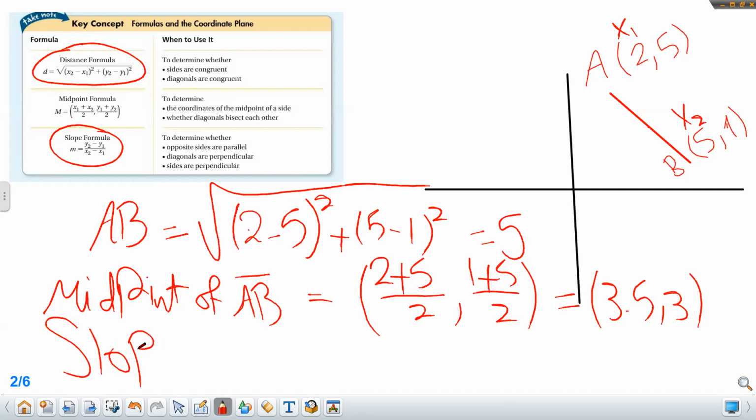Slope equals y2 minus y1 over x2 minus x1. So I can find the slope using (5 minus 1) over (2 minus 5), or (1 minus 5) over (5 minus 2). Okay, the same answer. It will be 4 over negative 3, so it will be negative 4 over 3. Okay, these rules, you will need them in this lesson.